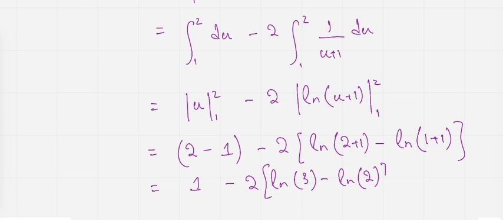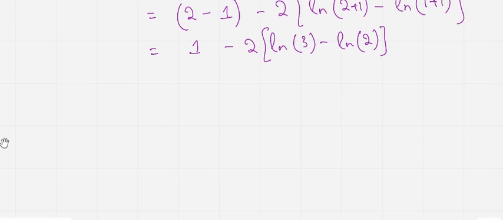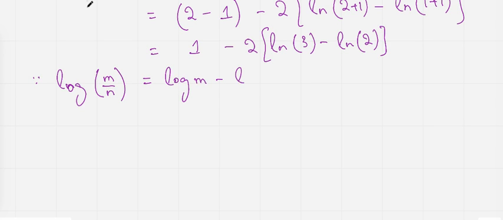Now you can see here, you can apply the major property of your logarithm, right? That was, if you remember, which was actually this, that if you're having logarithm of a quotient form, then it is going to be represented in the form of a difference of its numerator and denominator. So we are going to use this formula here. That is 1 minus 2 times ln of 3 by 2, right?